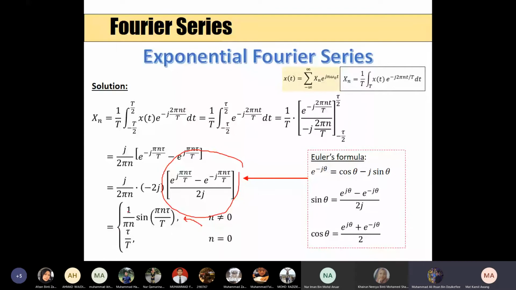1 over pi n sine pi n tau over T. So basically that is what you need to brush up on for you to do the Fourier series. Okay?